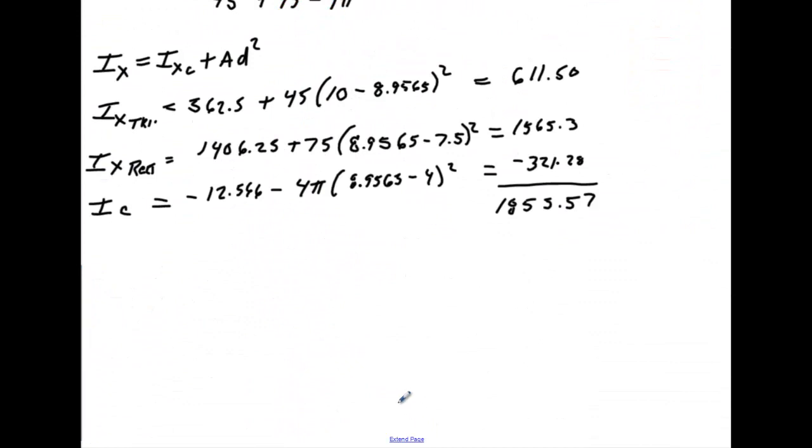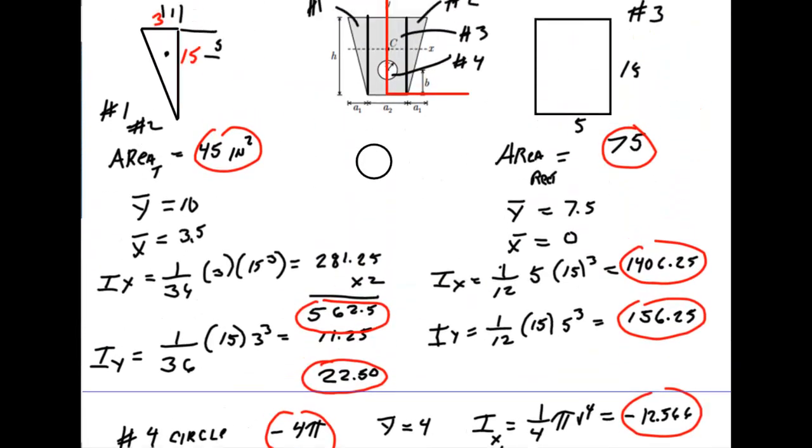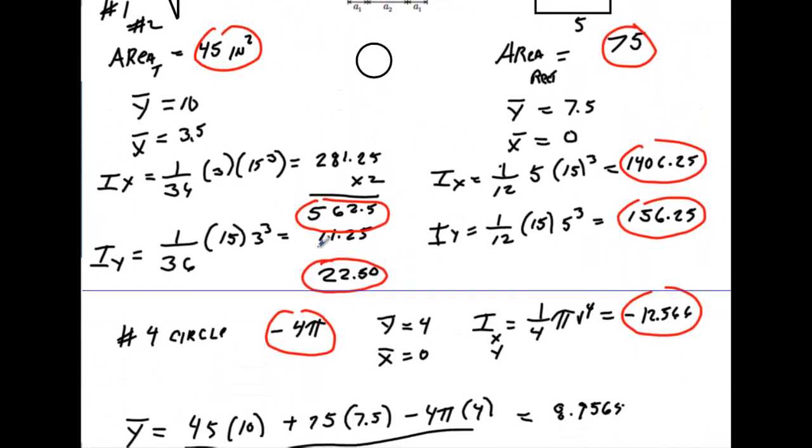Alright, ready to do the Iys. Now the Iys are much, much simpler. Let's do the triangles first. Actually, let's circle this one while we're here. We'll do the triangles. When we do the triangles, again, we do the moment of inertia. Oops, it's going to be 22.5. Go back up and show you where I found that. 22.5 right there. That's what we got.